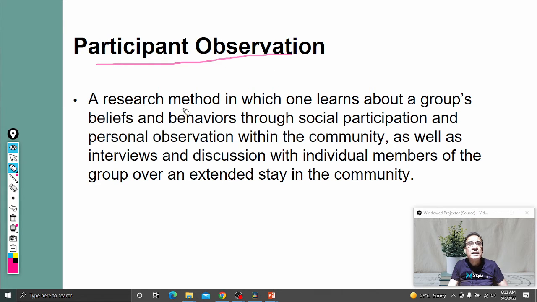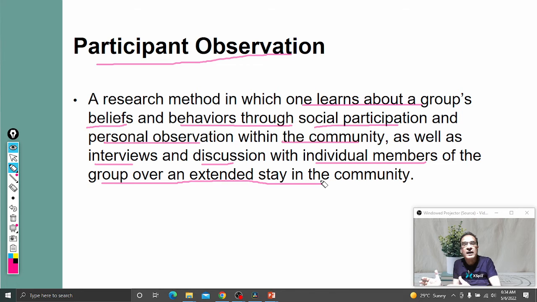Participant observation is a research method in which one learns about a group's beliefs and behavior through social participation and personal observation within the community, as well as interviews and discussions with individual members of the group over an extended stay in the community. For example, if you would like to get cultural information about the Hazara community, as a researcher you have to make a home in the community and participate in their cultural activities like marriage, funeral ceremonies, and other activities. Then you will be able to get first-hand information about that group.